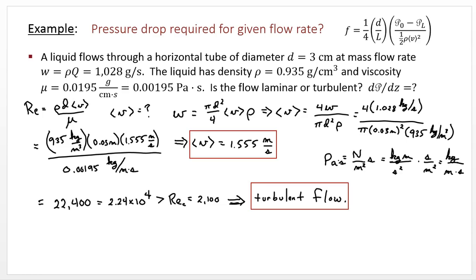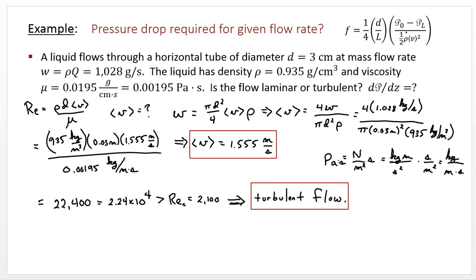All right, so we know the flow is turbulent. Next question is, well, how do we figure out the pressure gradient? What we can do is we can use the definition of the friction factor that has been added here to this slide on the top right. So recall F is 1/4 d over L, the pressure difference over 1/2 rho average velocity squared. So we can solve this equation for P naught minus PL over L, which is equivalent to minus the pressure gradient, in terms of the friction factor, d and 1/2 rho v squared.